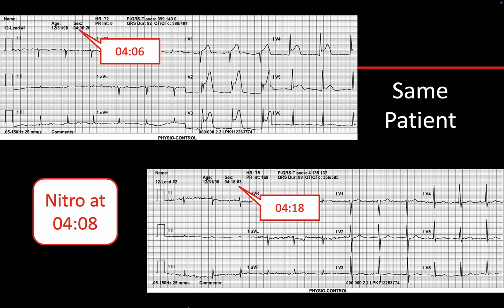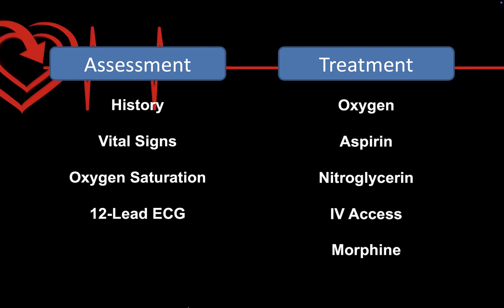If we had given nitro first and then acquired our first 12 lead, we would have effectively hidden the evidence that a STEMI was occurring, and it may have delayed treatment for this patient.